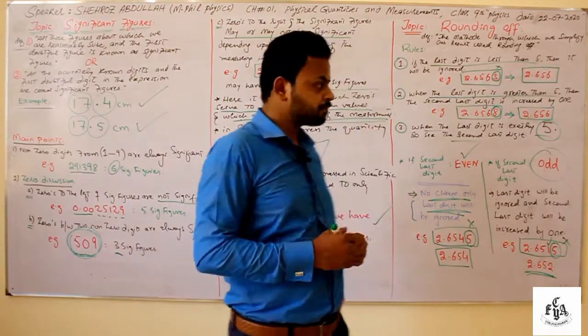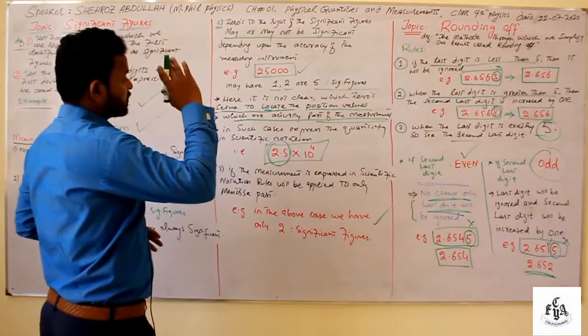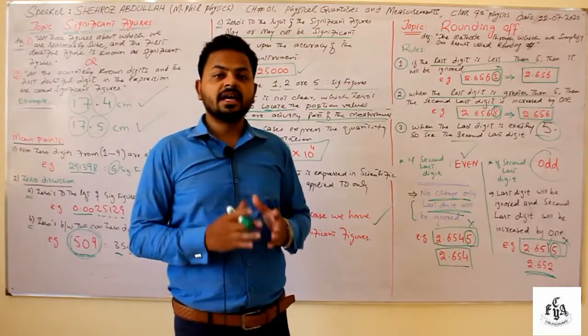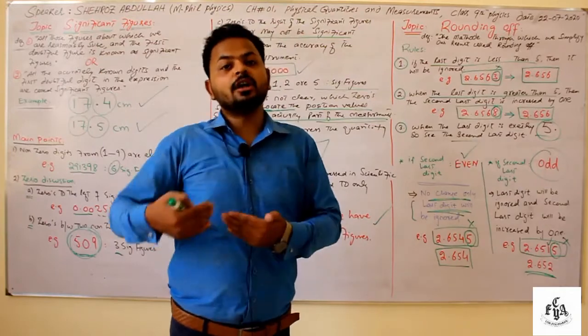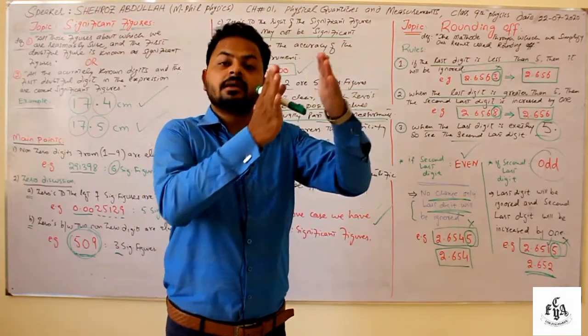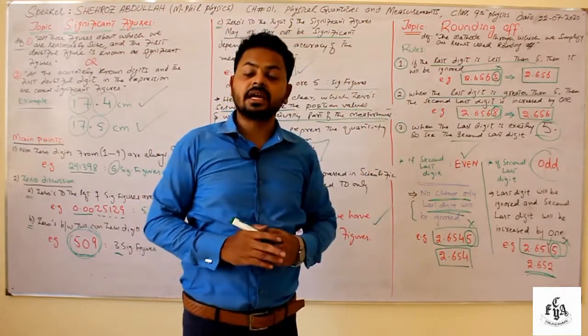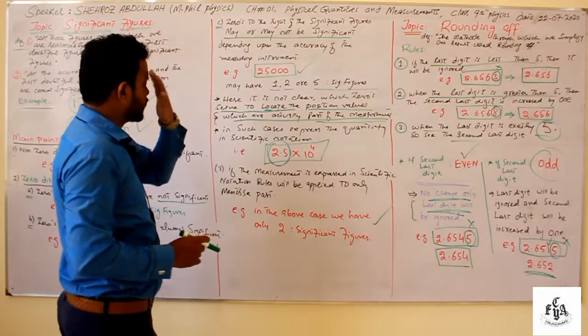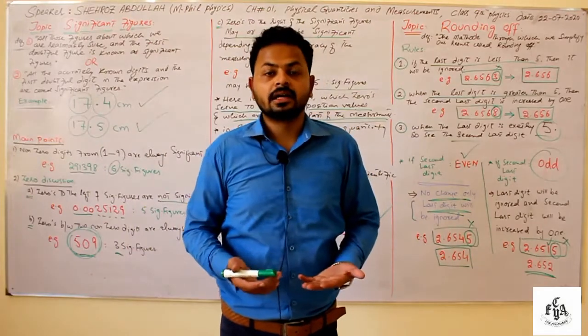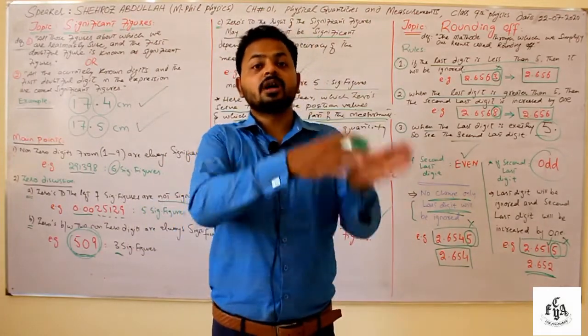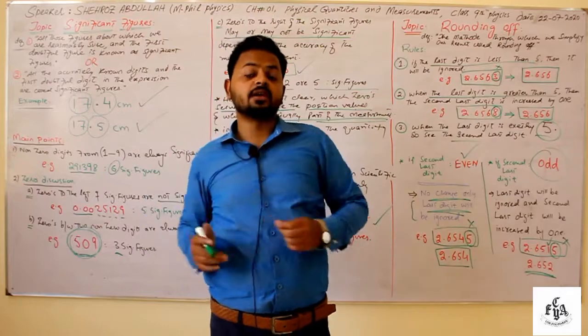Done? Now coming towards zeros on the right side. If zeros are on the right side of the significant figures, they may or may not be significant depending upon the accuracy of the measuring instrument. For example, we have 25,000, it may have 2, 3, 5 significant figures. We are not sure about that. What to do then? We have to convert this value into scientific notation.